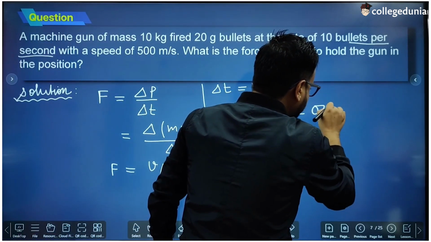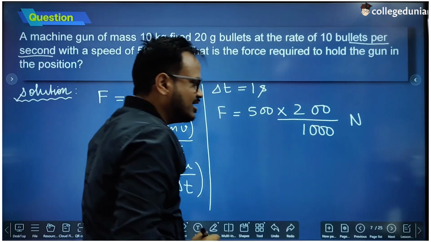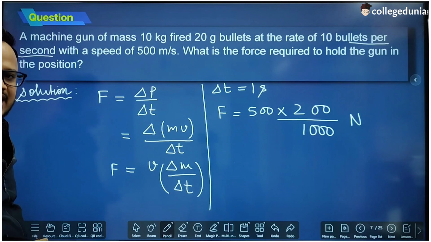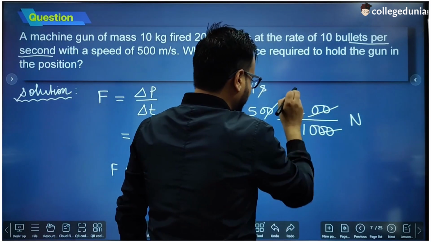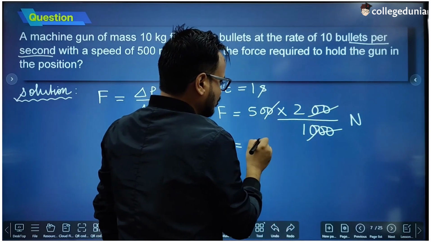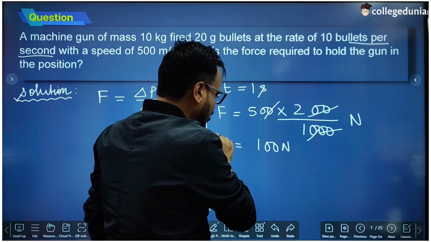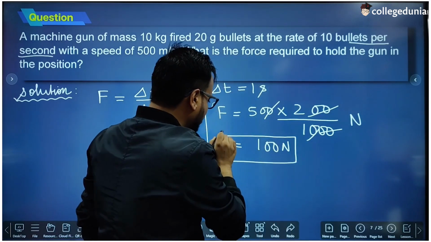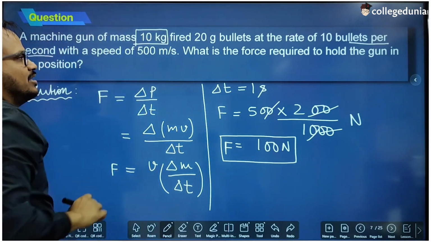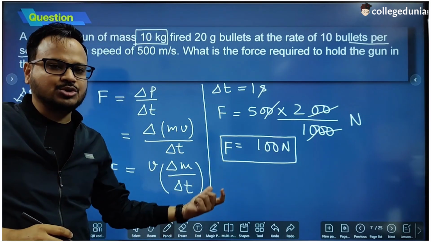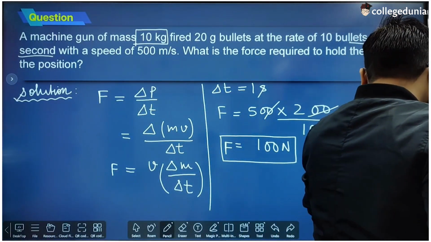But we will change gram into kilogram, because we are going to find this answer in Newton. So everything should be in standard units, right? So the answer is 50 into 2, that is 100 Newton. So we have to apply a force of 100 Newton to keep this gun in position. Now the mass of this gun was not required in the solution, but it was given in the question just to confuse you. Did you get confused or not?